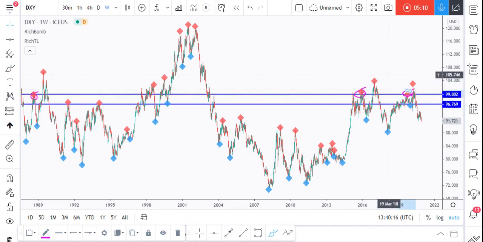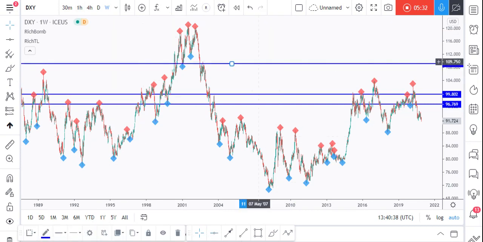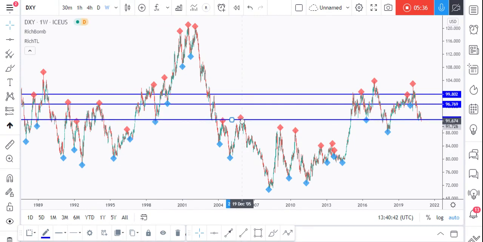We're only interested in horizontal lines that connect at least 3 dots, no matter if the dots are blue or red. So for example, here it connected 2 red and 1 blue. So starting from here, we can consider that this level is an objective support and resistance. So let's continue. If we go a little bit lower, here we go.